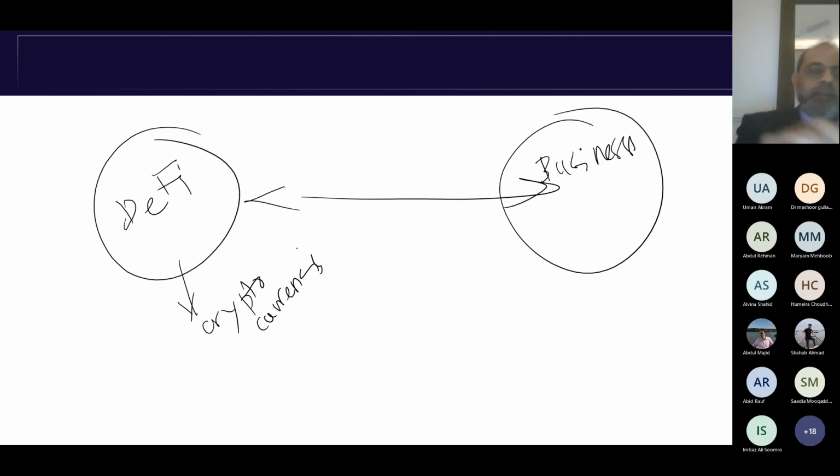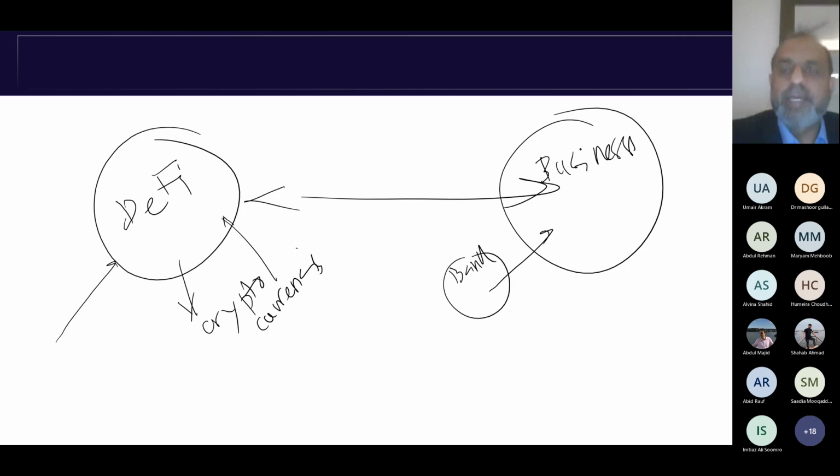Right? But then there are people here who can invest. If you want to invest in a business, you usually need to go through a bank. You can invest directly as well, or you can invest through mutual funds, or through hedge funds if you are rich. So there are different ways that you can invest into these businesses and get returns.